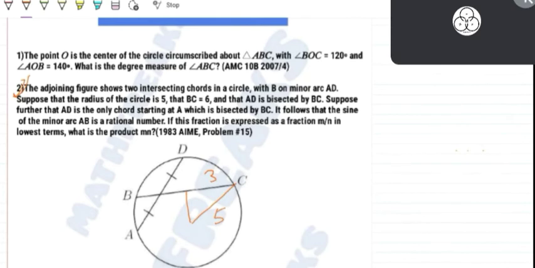We know that the perpendicular from the center of the circle divides the chord. So this is 4. Because BC equals 6, half of BC is 3. And AD is also bisected by BC. Suppose further that AD is the only chord starting at A which is bisected by BC. It follows that sine of the minor arc AB is a rational number. If this fraction is expressed as m by n in lowest terms, what is the product m times n?